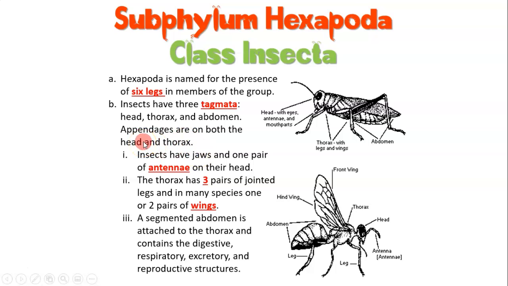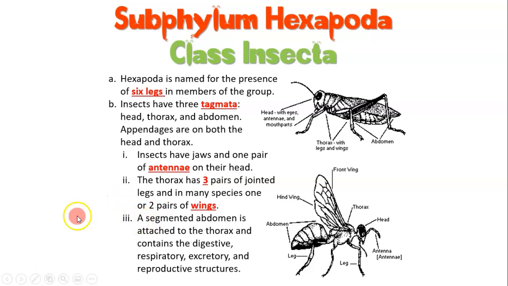Appendages for insects are located both on the head and the thorax, not the abdomen. Insects have jaws and 1 pair of antennae on the head. The thorax usually has the 3 pairs of jointed legs. They are an arthropod, so they have jointed legs. And in many species, they have 1 or 2 pairs of wings. Not all species have wings, but most do.